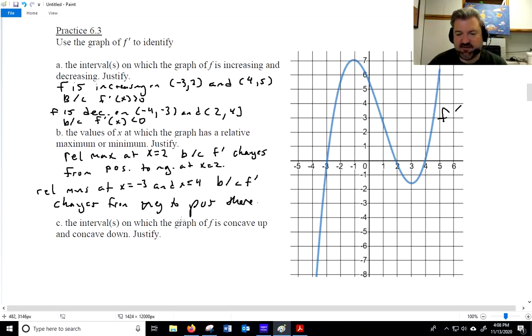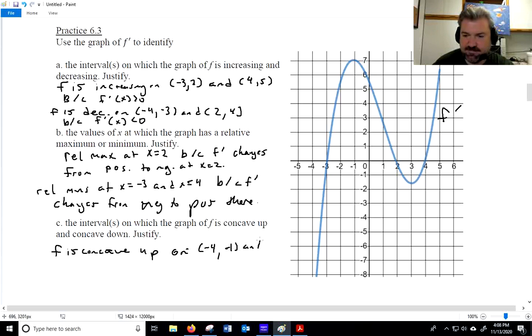The intervals on which the graph of f is concave up and concave down. Remember, concave up is defined to be the interval where f prime is increasing. So therefore, f is concave up on -4, if we round it to the nearest integer, to -1, and positive 3 to 5. How do I know? Because f prime is increasing.